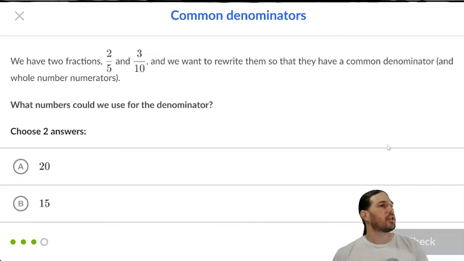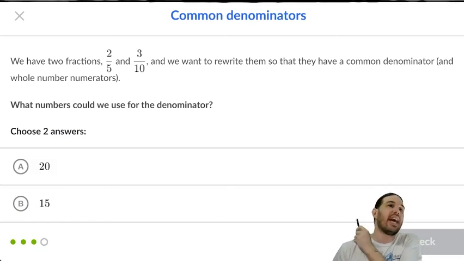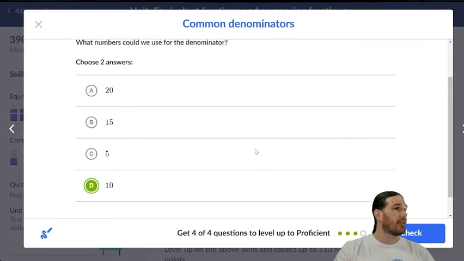We have 2 fractions, 2/5 and 3/10, and we want to rewrite them so that they have a common denominator. What numbers could we use for the denominator? Now here, I see 10 immediately as the denominator because 10 is a multiple of 5. When one denominator is a multiple of the other, it makes the lowest common denominator a whole lot easier to find. So 10 is definitely one of them. But it's not the only one.